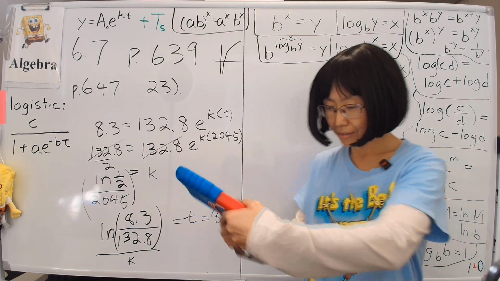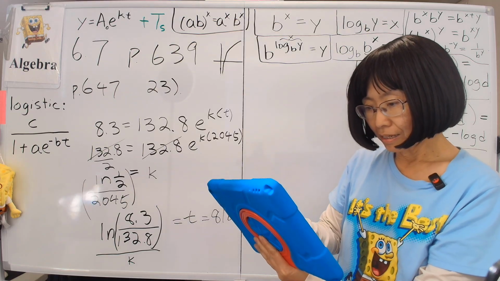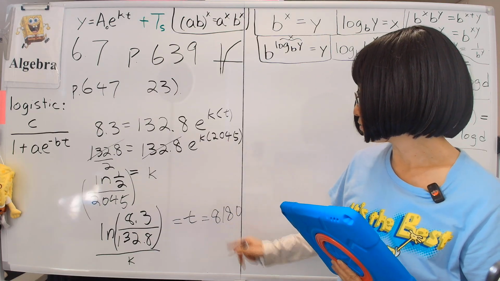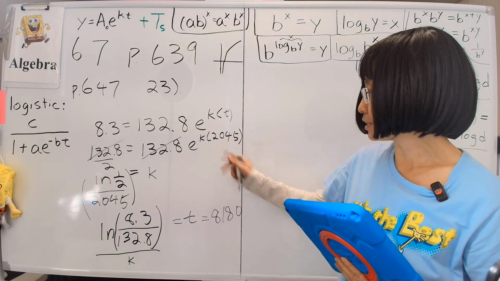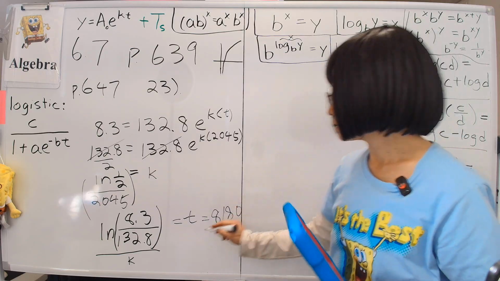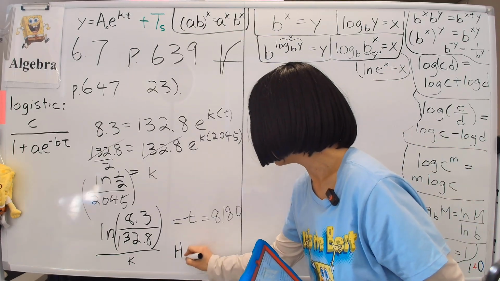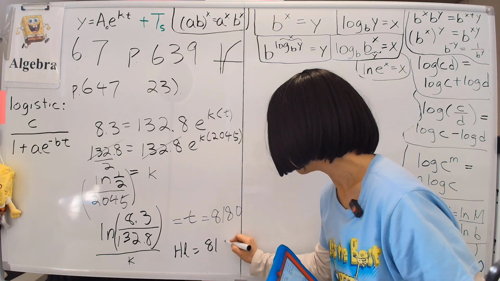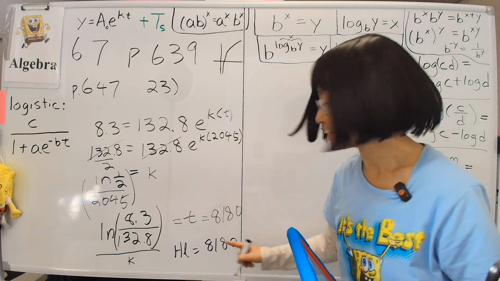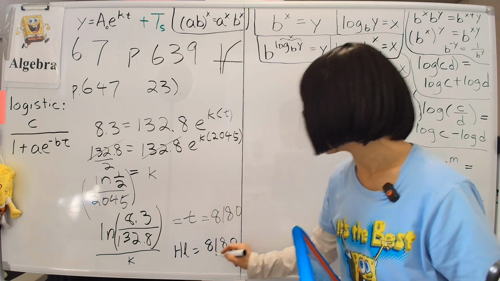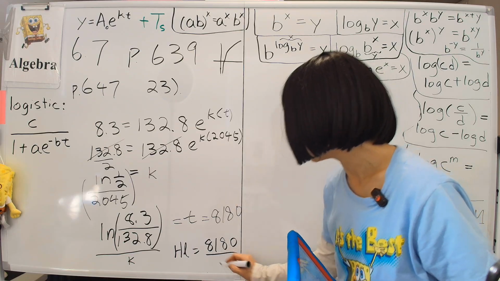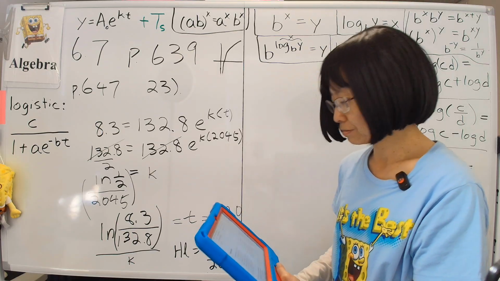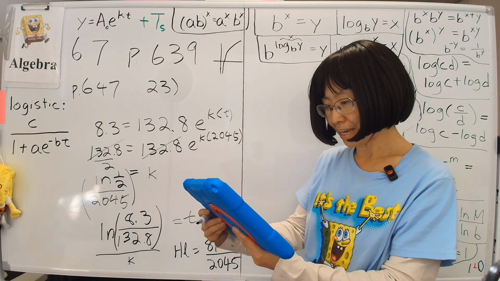But let's see what they want. What was the question again? Let's find the question. The question is how many half-lives? In other words, each half-life is 2045, and how many is that? Let's call it HL. HL is equal to this divided by that. So that will tell us how many half-lives. If each half-life is 2000 something, and we made it through 8000 something, how many 2000 something is in 8000 something? So do the division.